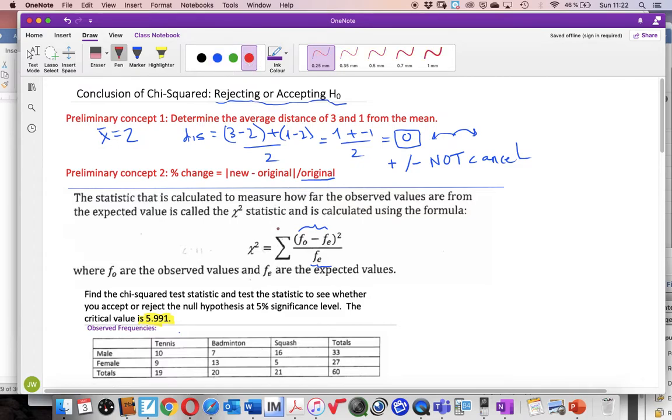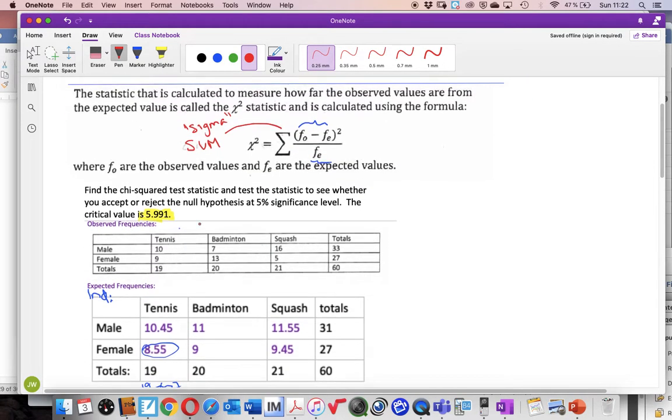Just a quick note, in case you haven't seen this before, this is a capital of the Greek letter sigma, and it always symbolizes sum. So we're going to be adding up all the differences between the value in each cell, squaring them, and doing that out of the expected frequency. And if you think about it, it has a nice common sense approach to it, right? You're finding how much the observed value deviates from the expected, out of the expected.